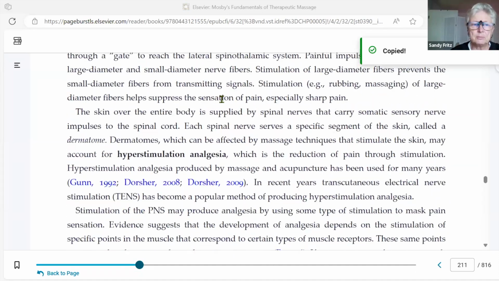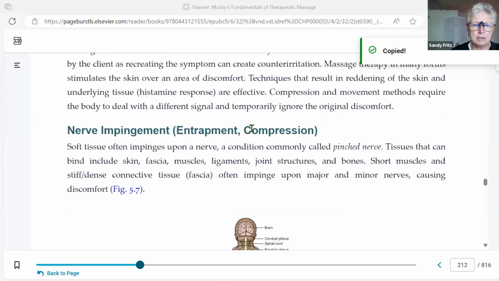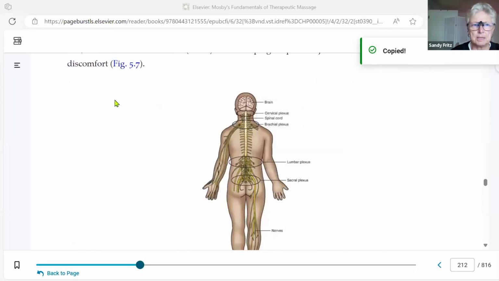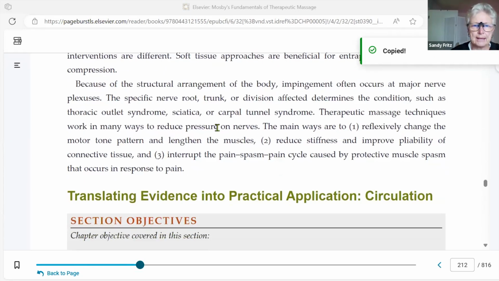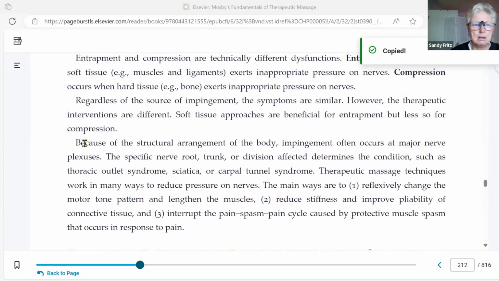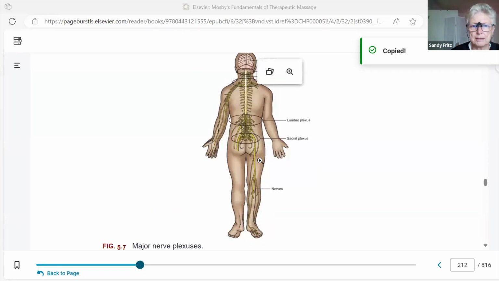So here's hyperstimulation analgesia, and here's counter irritation, and then here's the nerve impingement. And for this one, you need to know where the nerves are at. Most commonly, it's the plexus area: the cervical plexus, brachial plexus, lumbar plexus, and sacral plexus, but it also can be along a peripheral nerve track.